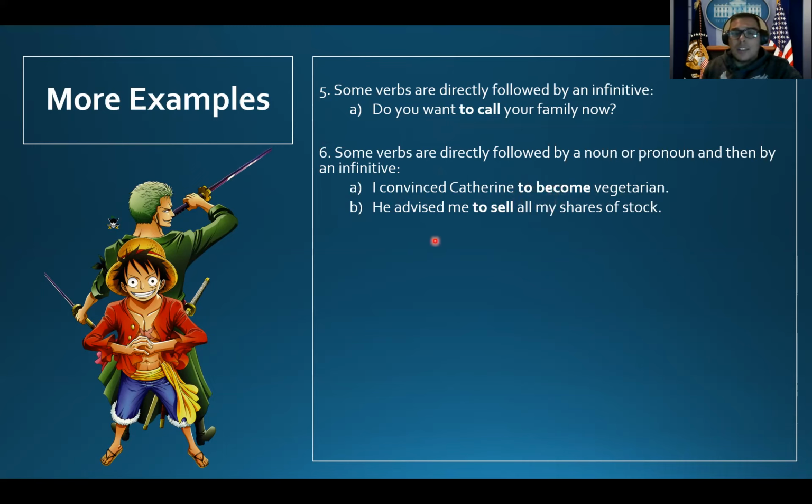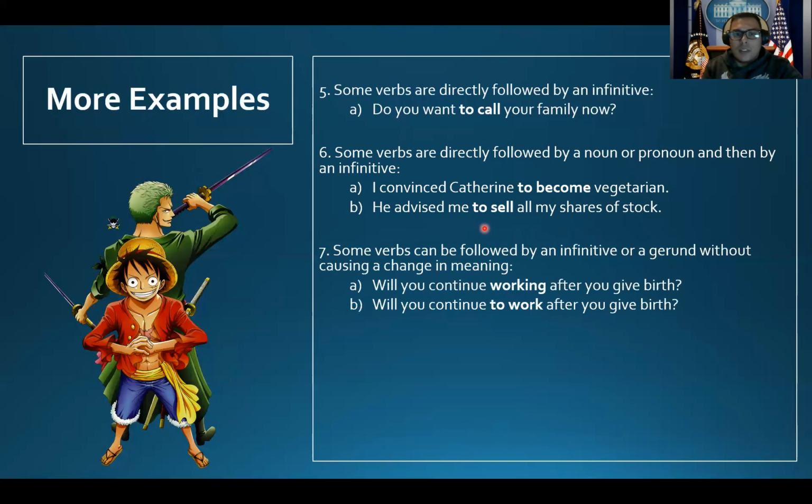And in the second one, it says, he advised me to sell all my shares of stock. We have me, which is a pronoun, and then we have the infinitive right next to it. So this is another structure that we can also follow. Number 7 says that some verbs can be followed either by an infinitive or a gerund without causing a change in the meaning. This is the same one that we explained with gerunds.